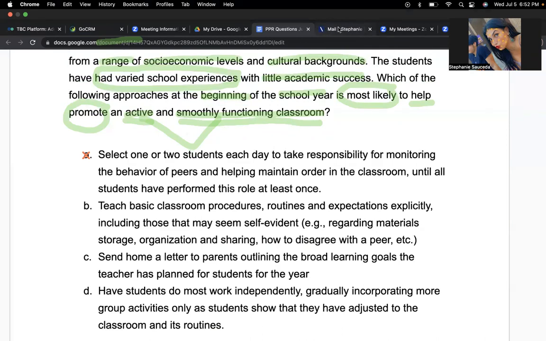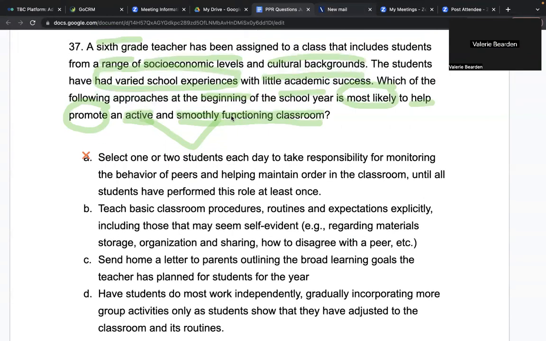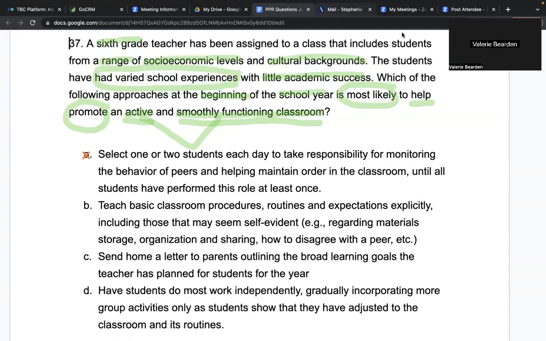And so that is not the correct answer. I actually have seen that in the classroom, and in a way it's great to give them responsibility, but then they have their select friends and they will let them get away with things, and it's just too much responsibility to put them in charge of maintaining their peers' behavior.